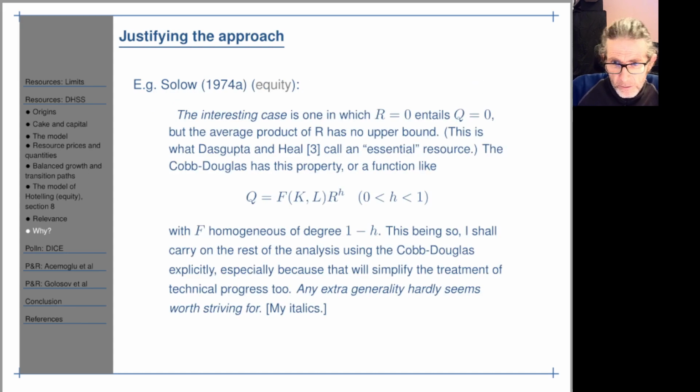So this is the kind of thing that the DHSS authors wrote at the time. "The interesting case is one in which R equals naught entails Q equals naught, but the average product of R has no upper bound. And the Cobb-Douglas has this property." Okay, so Q here is Y production, so it's basically when there's no resource flow, there's no production.